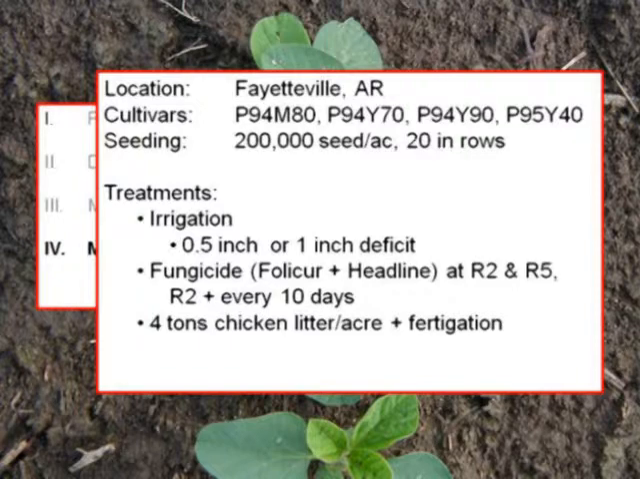And we've looked at chicken litter applications, 4 tons of chicken litter per acre, and then plus fertigation, where we're applying about 10 pounds of nitrogen in the irrigation water as urea ammonium nitrate with every irrigation during reproductive development.